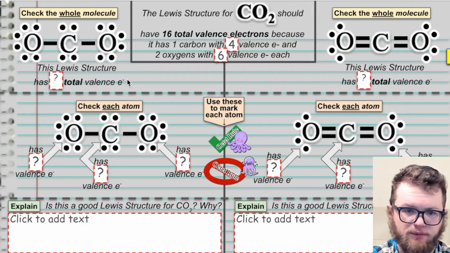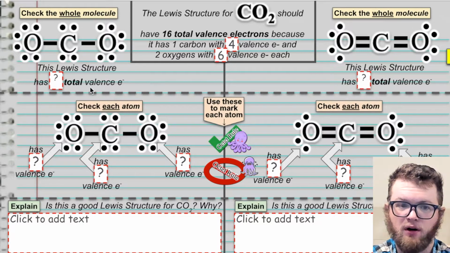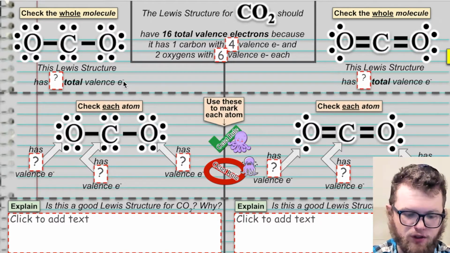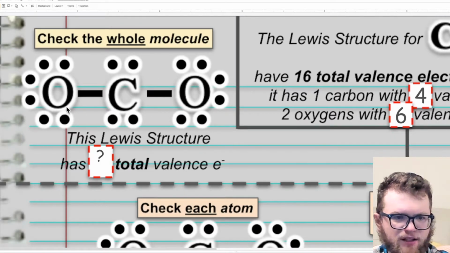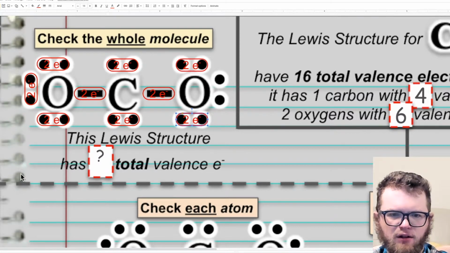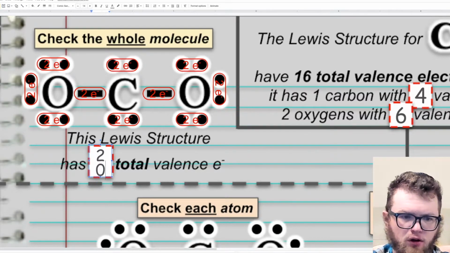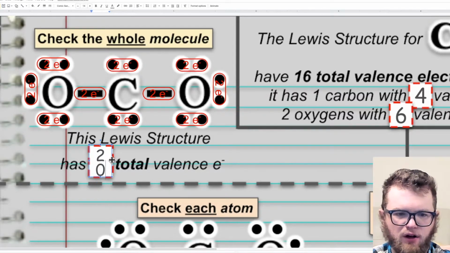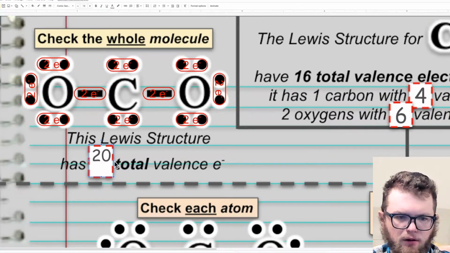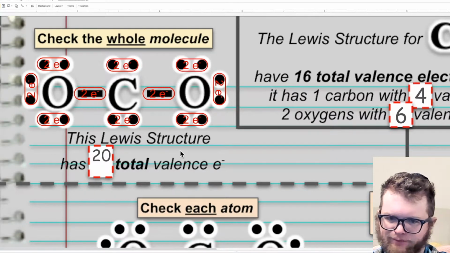Okay, makes sense. The next step is we need to check the whole molecule and see if it has the right number of total valence electrons. So let's do that counting quick. So this Lewis structure has 2, 4, 6, 8, 10, 12, 14, 16, 18, 20. Remember, we have to delete this question mark. 20 total valence electrons. It's supposed to have 16. This one has 20. That's not good.